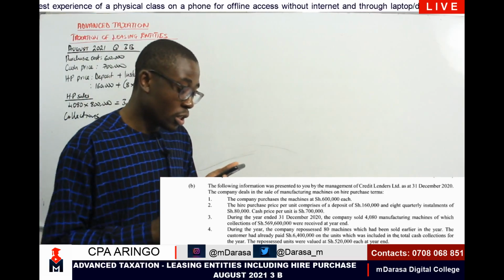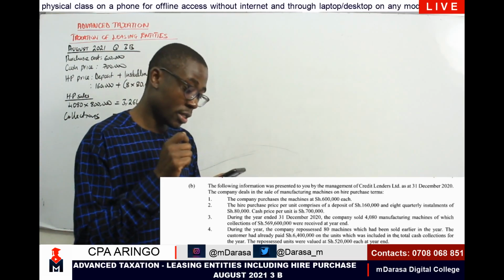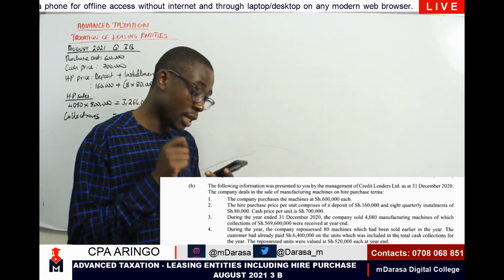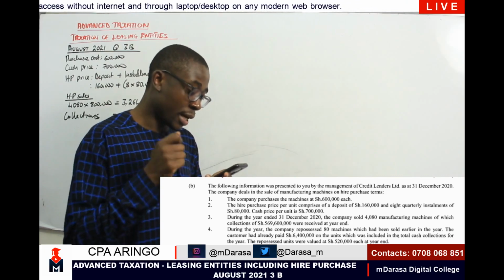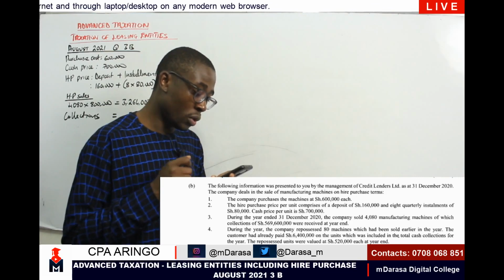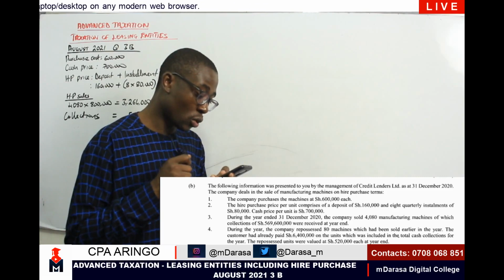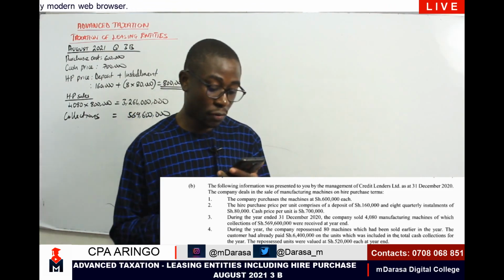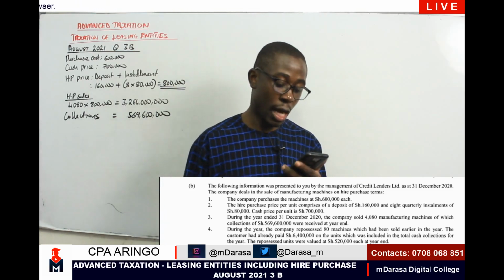Note 4. During the year, the company repossessed 80 units, 80 machines, which had been sold earlier in the year. The customers had already paid 6.4 million of the units, which was included in total cash collections for the year. The repossessed units were valued at 520,000 each at year end.